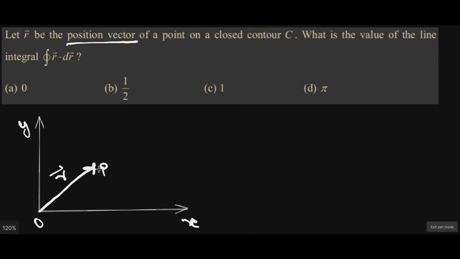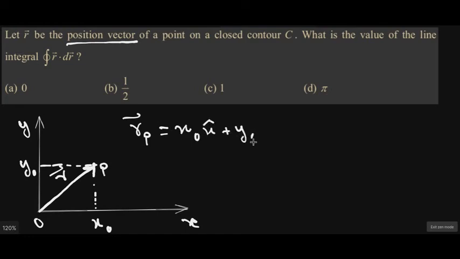of this point P. At P, we have a certain x component, let's call it x0, and a certain y component y0. Then our R for P will be x0 in the x direction plus y0 in the y direction. So our position vector in general will be x in the x direction plus y in the y direction. That's our position vector of a point on a closed contour C.